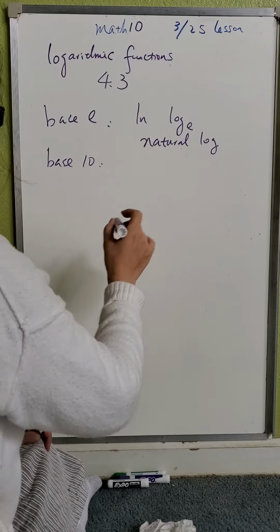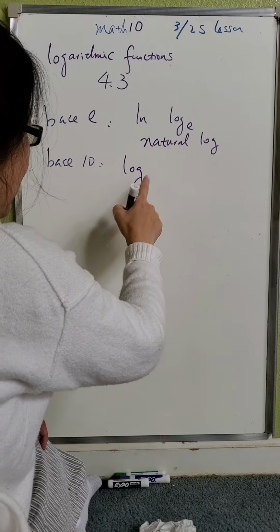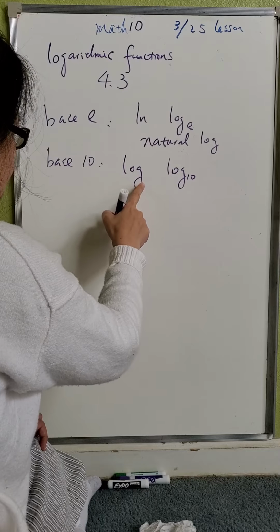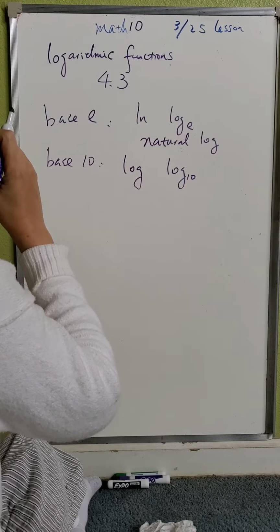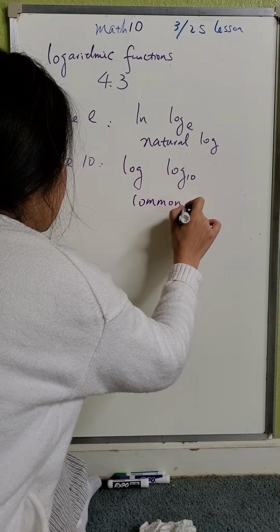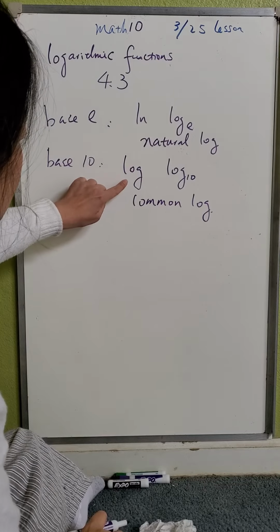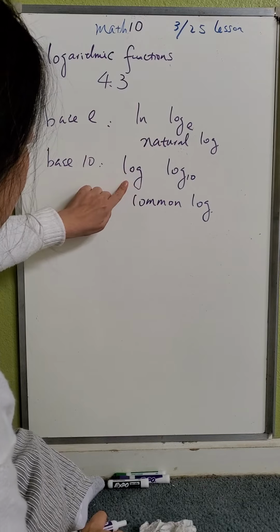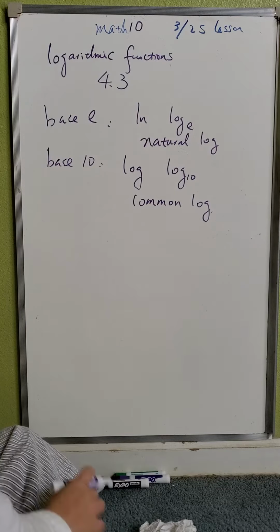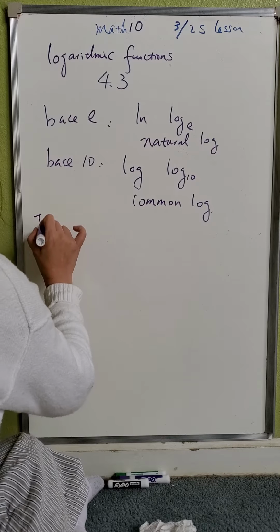And for base 10, we have LOG. LOG means base 10, like this. But we don't write the 10, okay? When we have base 10, we just write LOG. And this we call the common logarithm. And if you look at your calculator, you realize your calculator has this notation and that notation. When you see this notation, that means the base is 10. When you see this notation, that means the base is e. So now after that, we're going to learn a few properties.